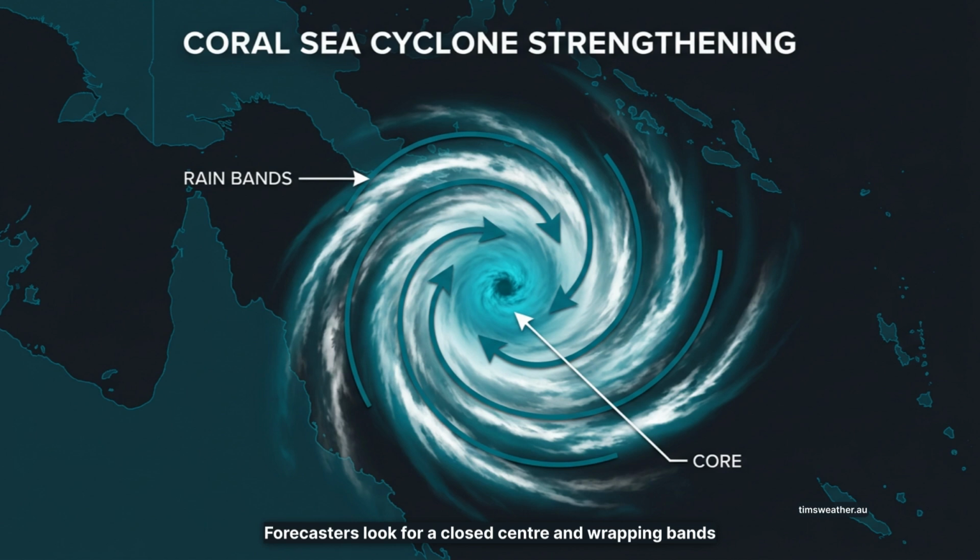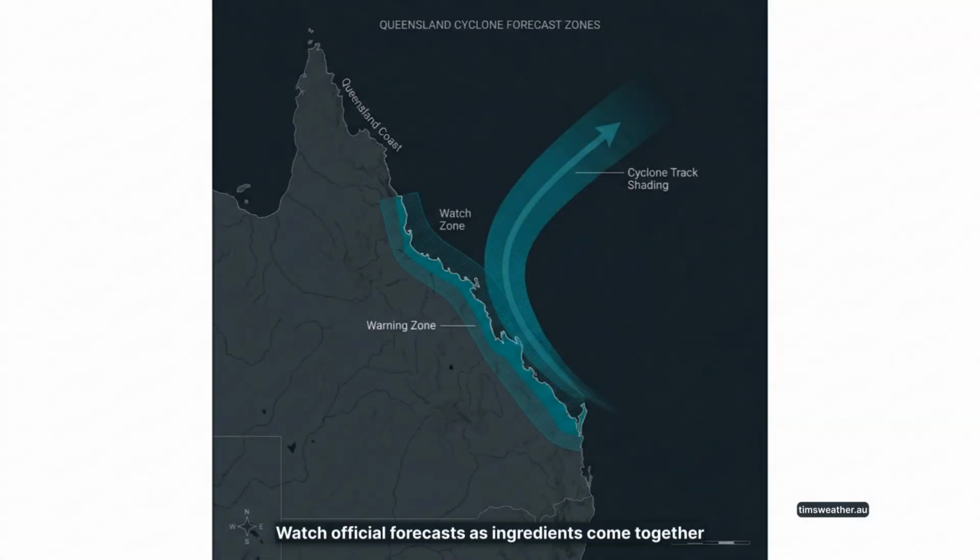Coral Sea cyclone formation is about ingredients lining up: ocean heat, moisture, a disturbance, rotation, low wind shear, and good upper-level outflow. When several of those come together, a tropical low has a better chance of becoming a cyclone, and that is when staying close to official forecasts really matters.